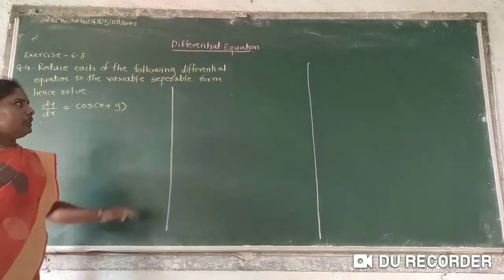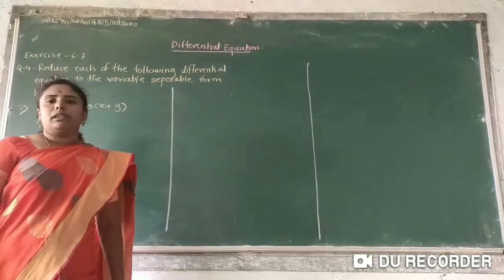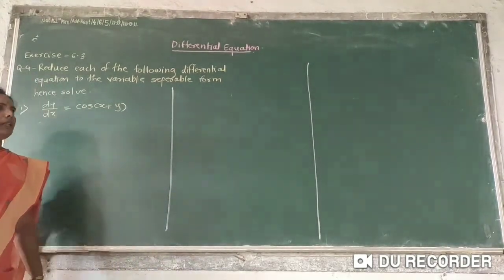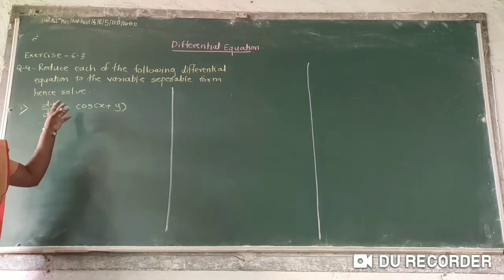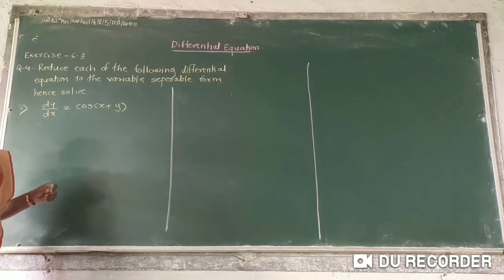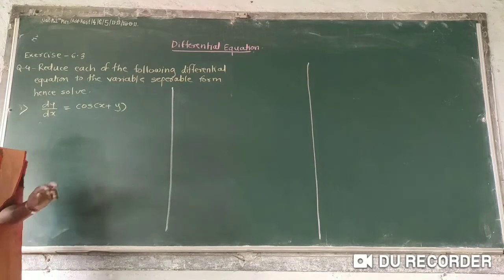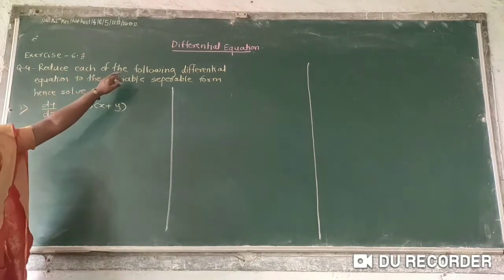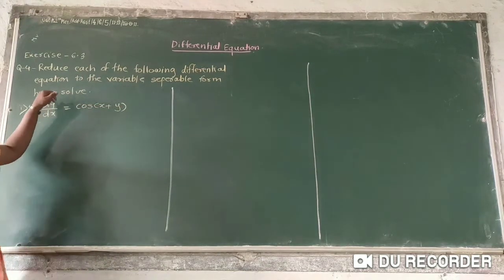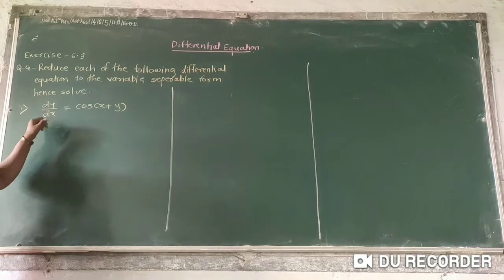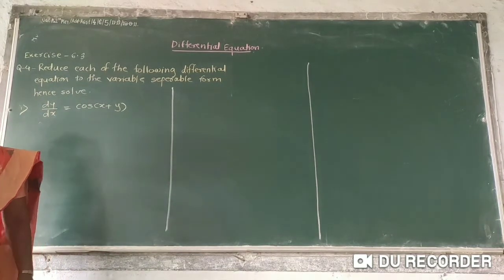Students, in differential equations, in the last video we saw how to solve ordinary differential equations by taking variable separable form. Today we will solve another type of example in exercise 6.3, question number 4. Reduce each of the following differential equations to the variable separable form, hence solve. The first example is dy by dx is equal to cos of x plus y.